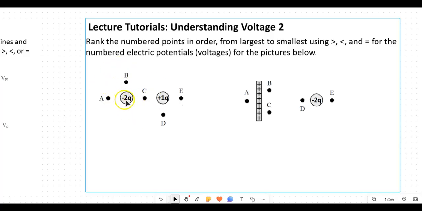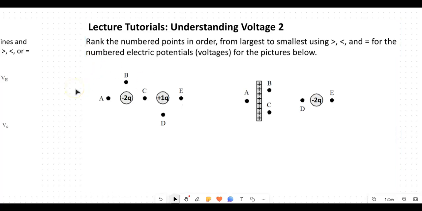So in this first case, you have a negative 2Q on the left and a positive 1Q on the right. You're supposed to arrange these letters from largest voltage to smallest voltage, or in other words, highest height to lowest height. Try it and pause the video now.